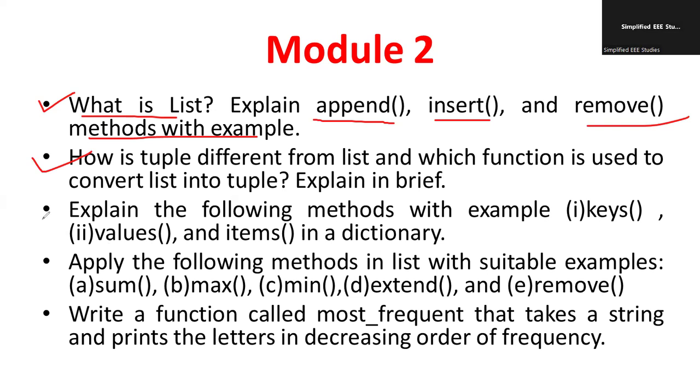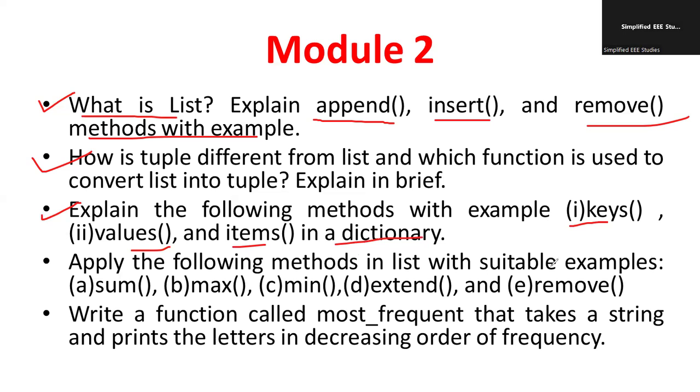Explain the following methods: keys, values, items, and setdefault. Setdefault not mentioned, no problem. Keys, values, and items are the most commonly used in the dictionary. Dictionary is one kind of data structure which you can represent in the form of key-value pairs. The key and value can be any type of data type, right?